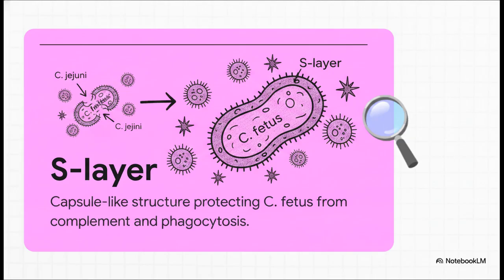So you might be wondering, why the massive difference in severity? Well, the specific reason C. fetus can seed into the blood and cause all these metastatic infections is this highly testable anti-phagocytic feature called the S layer. It's basically a proteinaceous, capsule-like armor that makes C. fetus resistant to serum complement and phagocytosis. C. jejuni doesn't have this armor, which is exactly why it stays confined to the gut.